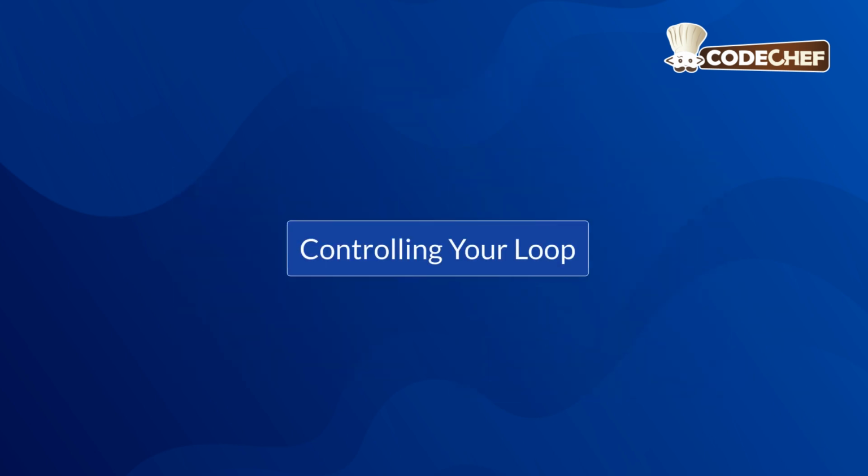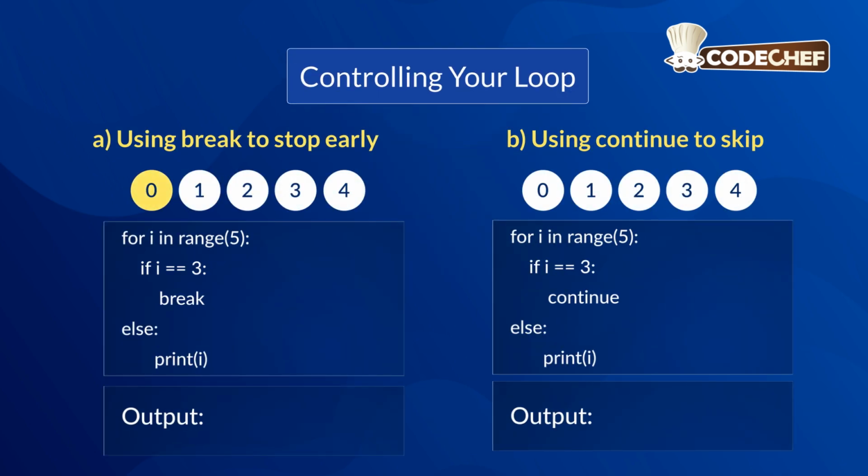Sometimes you need more control. The break statement will exit the loop immediately, no matter what. The continue statement, however, will only skip the rest of the current iteration and jump straight to the next one. Use break to stop completely and continue to skip.